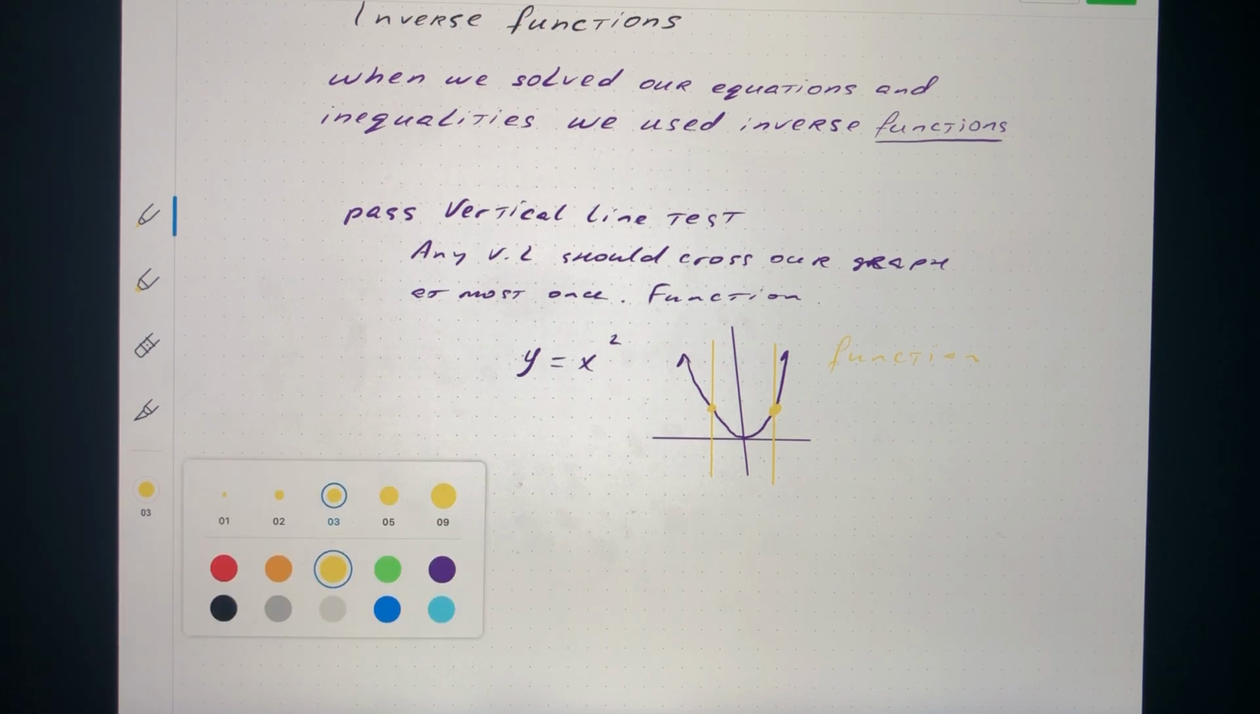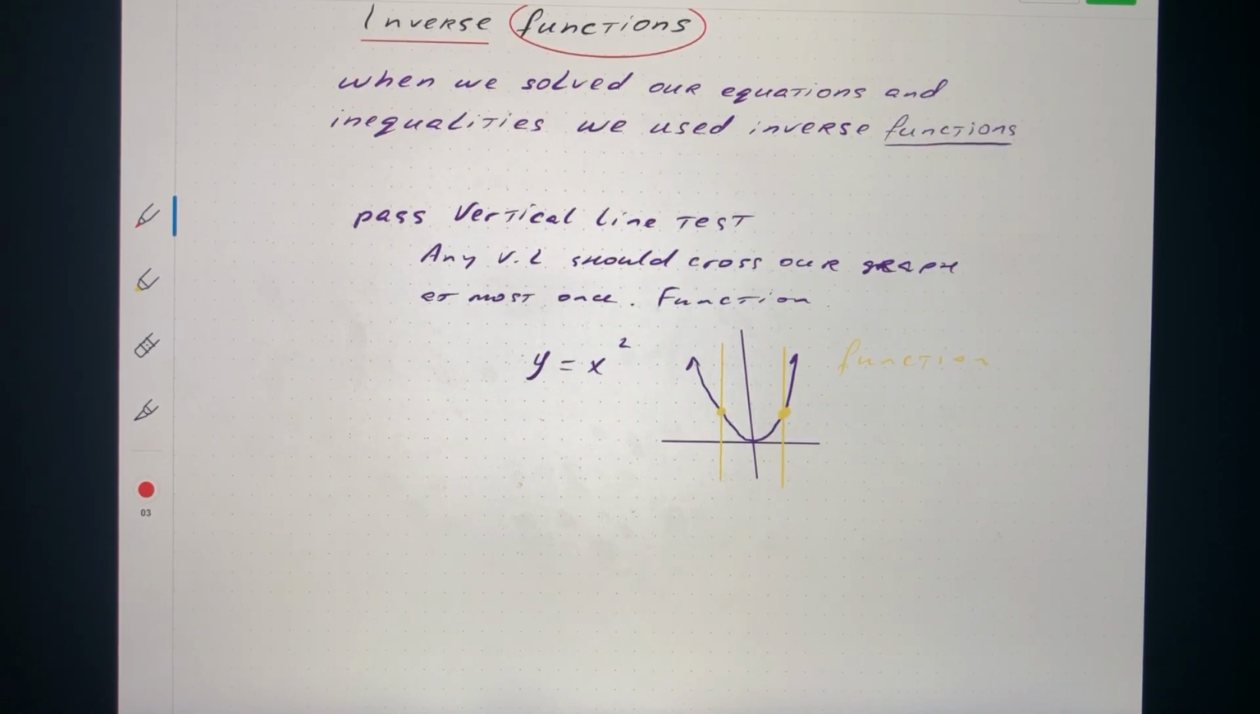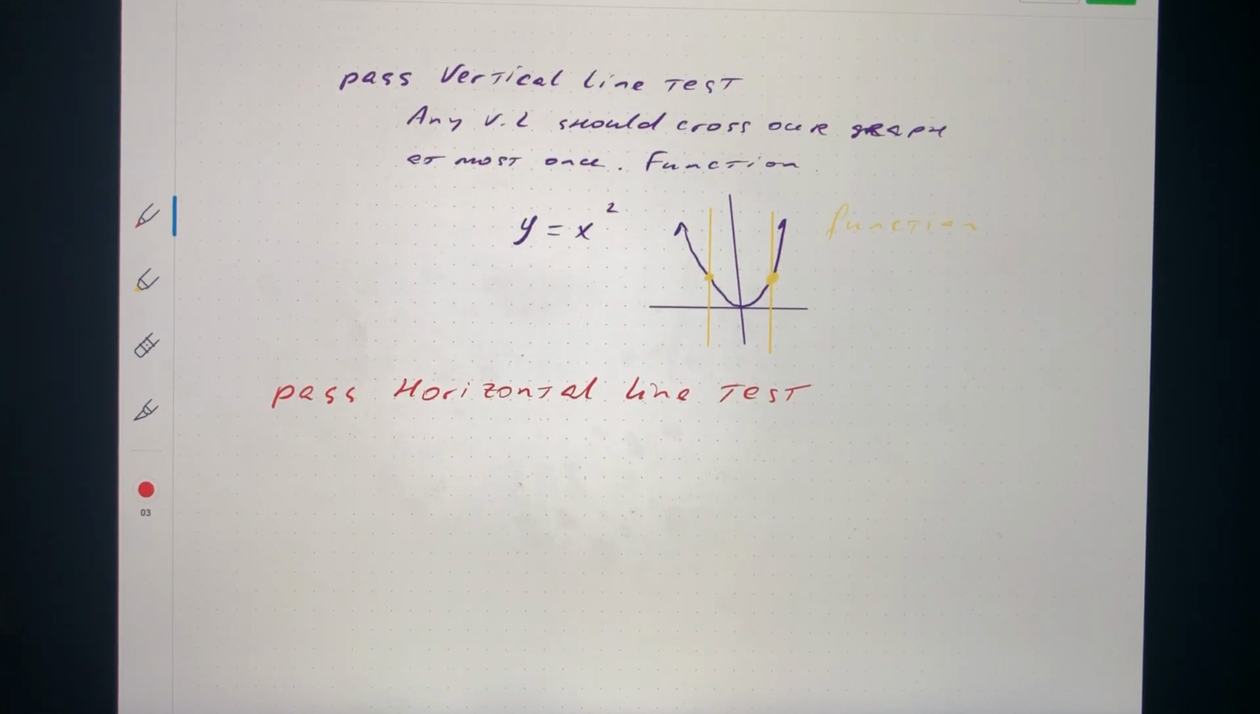Now, in order for something to have an inverse, it has to be a function, but it also has to pass the horizontal line test. And the horizontal line test is exactly like the vertical line test, only this time we draw horizontal lines instead. So the horizontal line test says that any horizontal line should cross our graph at most once.